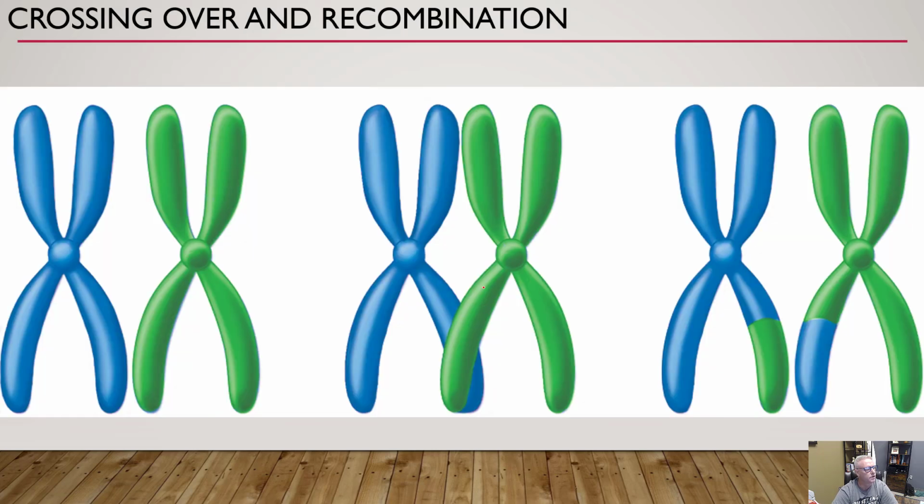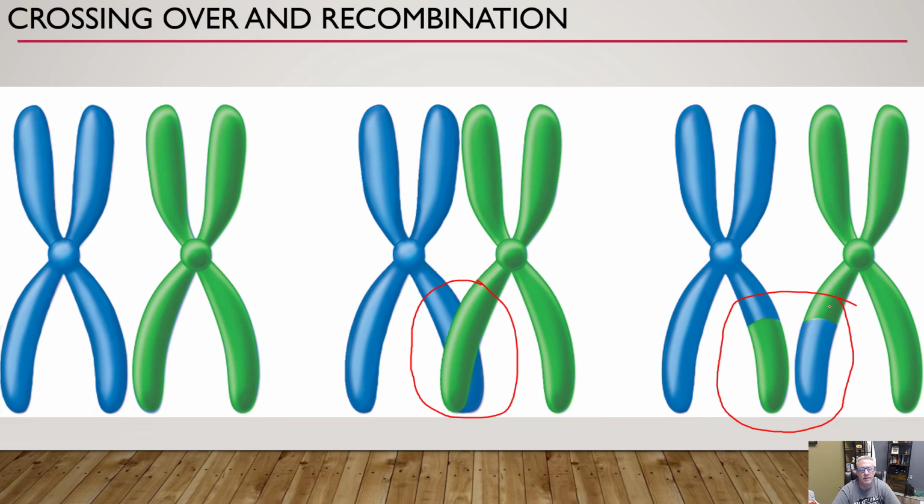So you can see here that these chromosomes are going to overlap. And you can see that the result is that some of the green goes over into the blue chromosome and some of the blue goes over into the green chromosome. And the reason why we have this, it's called crossover and recombination.